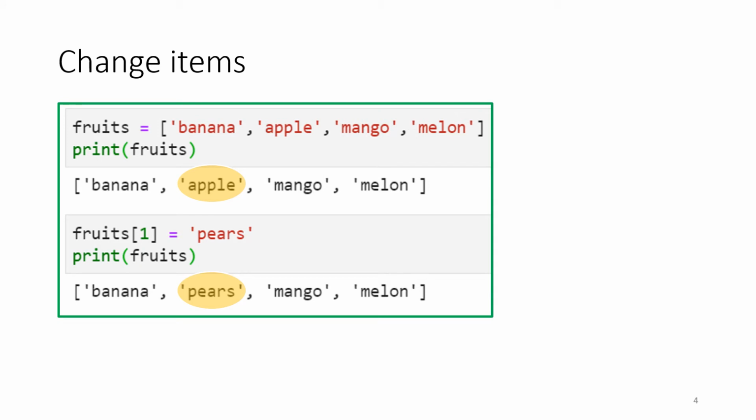Changing items. We have a list of fruits and we want to change the element 2 of that list from apple to pears. And this is how you should do it. And check the new list. Now you have pears as the second element.